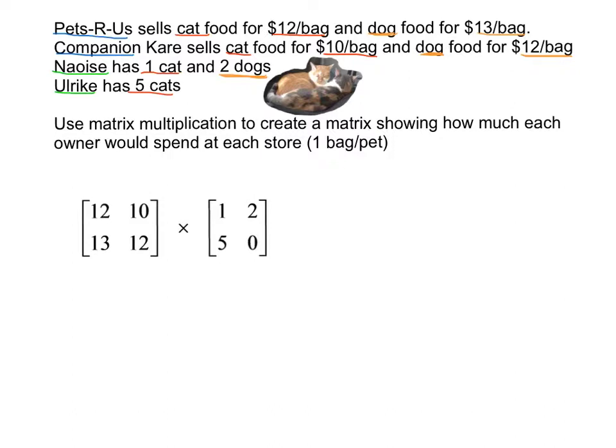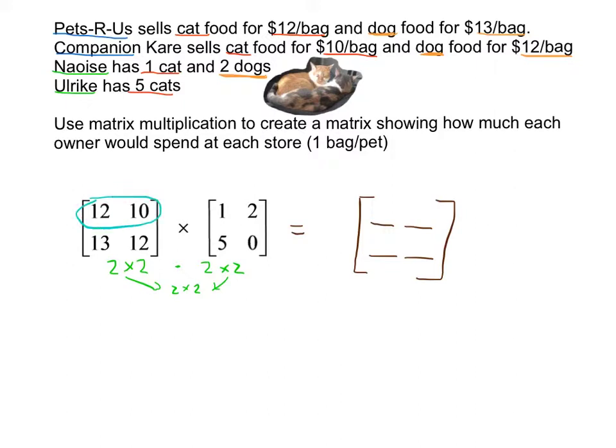Okay, we are going to use matrix multiplication and create a matrix that shows how much each owner is going to spend at each store. So I've organized this information like this, 2 by 2 times 2 by 2, so that'll result in a 2 by 2. Build the shell for that, and go across the row, down the column, 1 times 12, so I'm going to do 12 plus 10 times 5, 50, and get a 62 here.